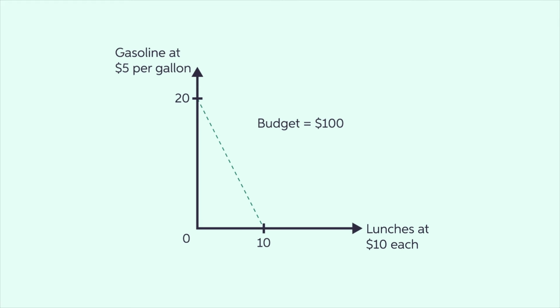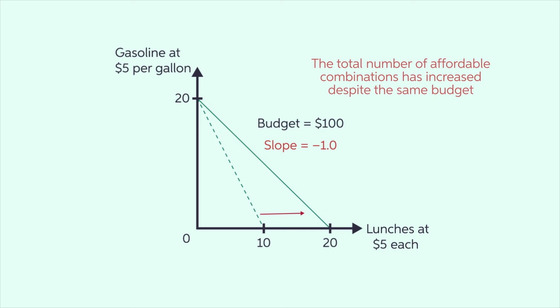Let's start again where gas prices are back to the original $5 per gallon and lunches are $10 each. Now assume Elise's favorite restaurants offer half-priced lunches. Lower lunch prices change the rate of substitution between these two goods, where one less gallon of gas now affords Elise one additional lunch. This creates a new slope value of -1. The total number of affordable combinations has increased despite the same budget.